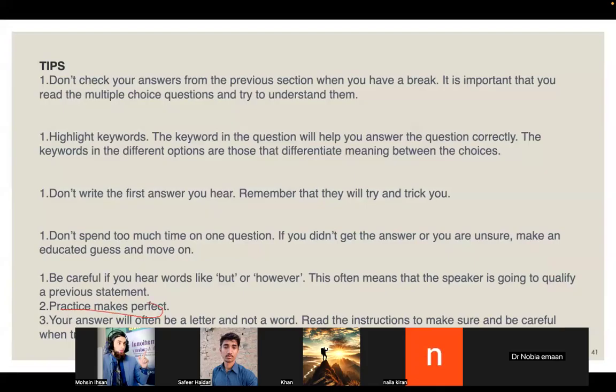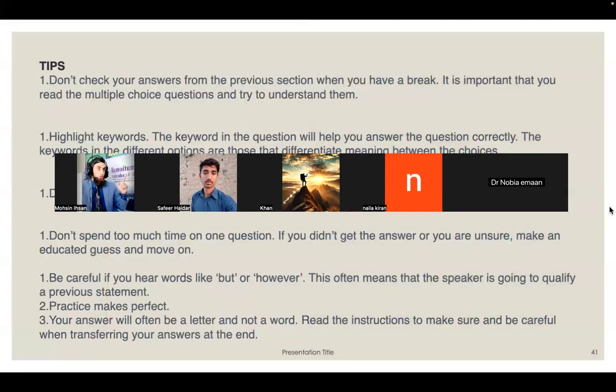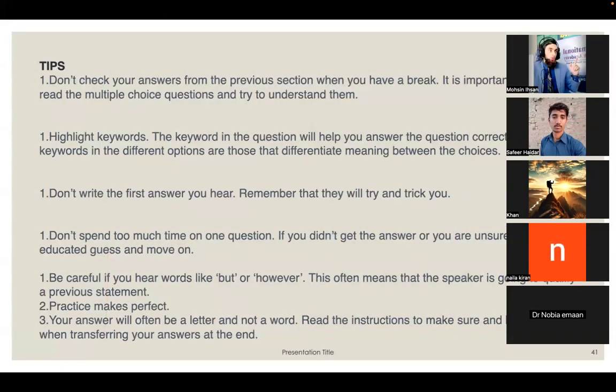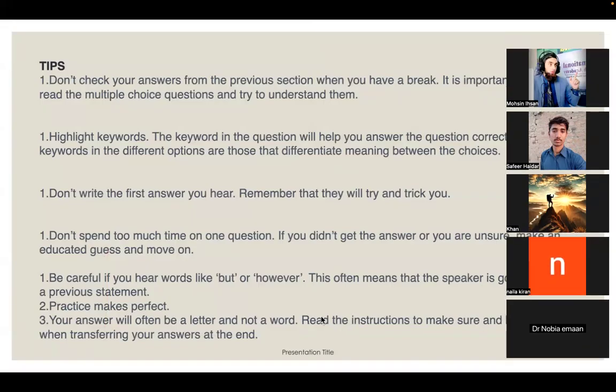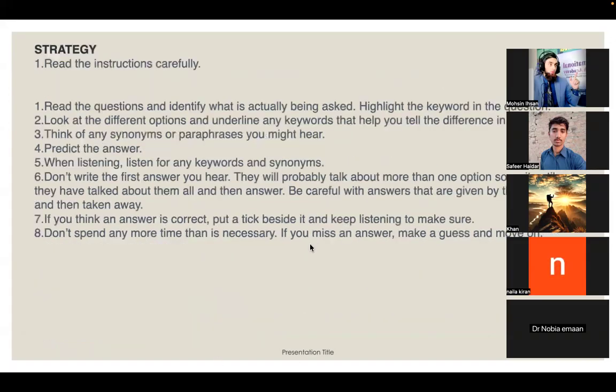Practice makes perfect. And next, the last one: your answer will often be a letter and not a word, right? Read the instruction to make sure. Be careful when transferring your answers, because later you have to just choose the right letter. Now it is computer, so it is quite easy. You have to just choose the letter.